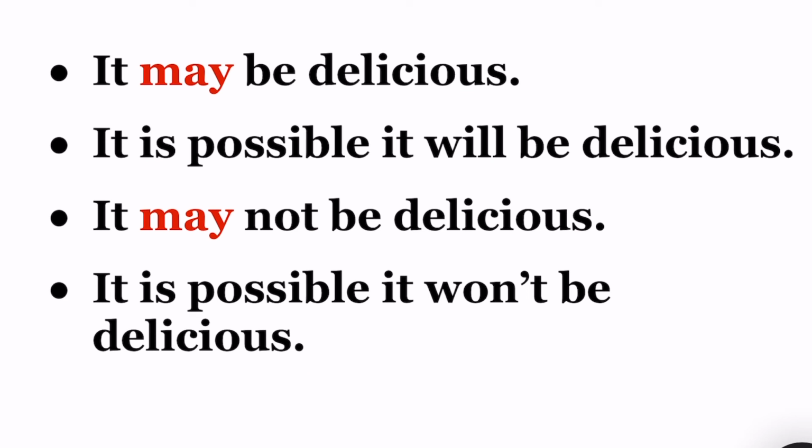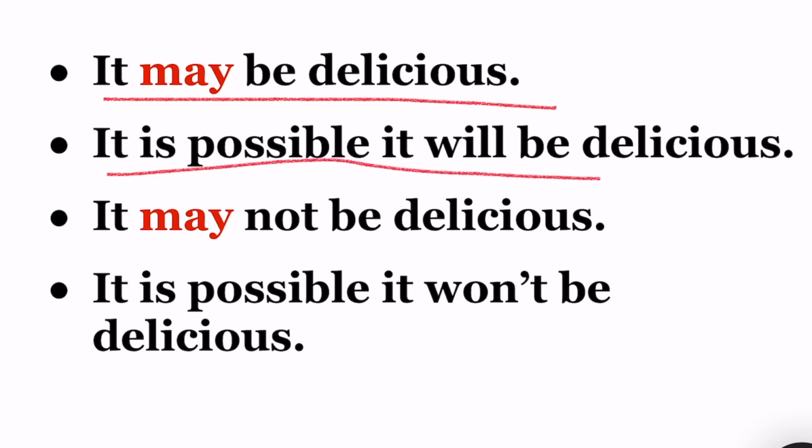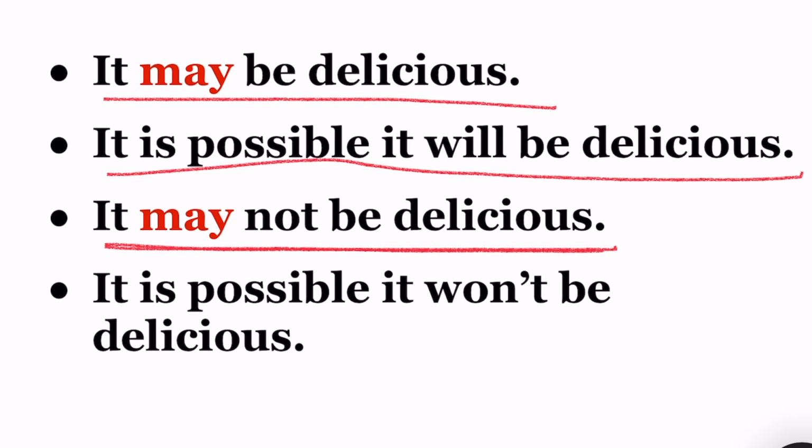Next example, it may be delicious. The meaning for this sentence is, it is possible it will be delicious. It is possible the food will be delicious, but you are not sure that the food is delicious. It may not be delicious is the negative form. It may not be delicious means it is possible it won't be delicious, but you are not sure about it.